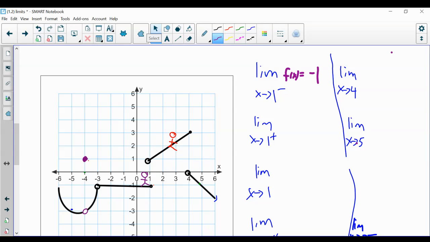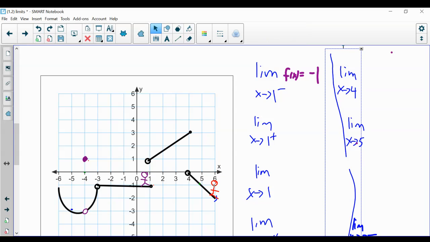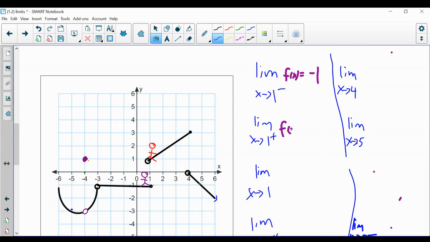But in the next problem, I want to find the limit as x approaches 1 from the right. Well, in this case, my little guy is going to come in from the right, and I'm going to follow this path, and then boop, jump up, and then slide down. Well, if I came in from the right side, it looks to me as though, in this case, this limit for f of x would equal +1, because I'm coming into this y value of +1.